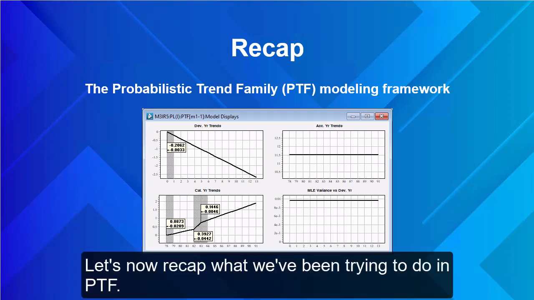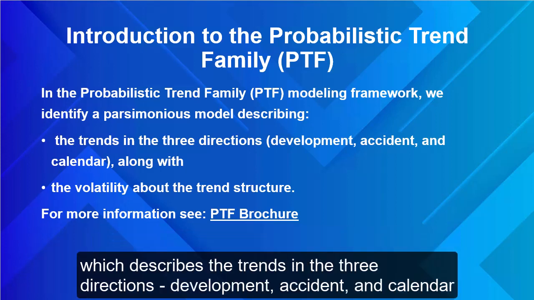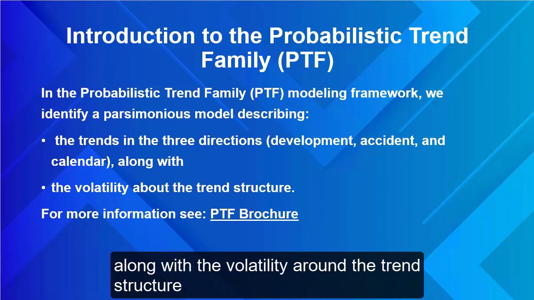So let's now recap what we've been trying to do in PTF. We've been looking at identifying a parsimonious model, so the simplest model that we can, which describes the trend in the three directions: development, accident, and calendar, along with the volatility around that trend structure.